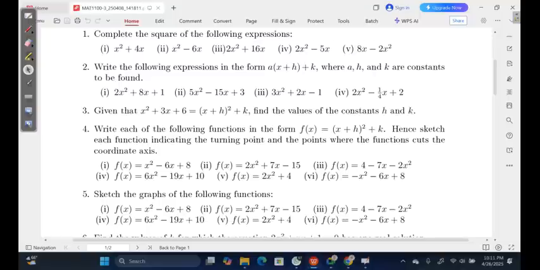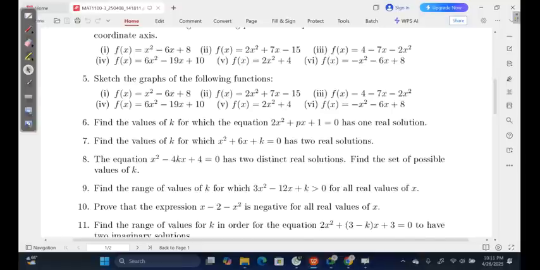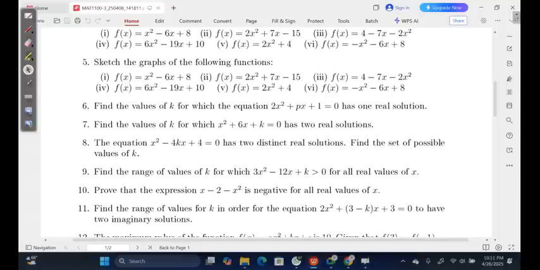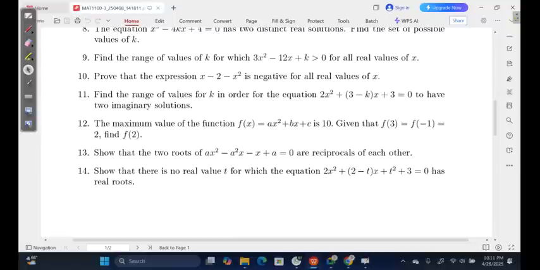Mostly, question four has got high chances to come for sketching and doing everything, so I want you to focus more on question four. Then these ones I'm teaching you, whether you like it or not, it has to come. Find the range of values. You can clearly see even question 11: find the range of values of k in order for the equation to have two imaginary solutions.